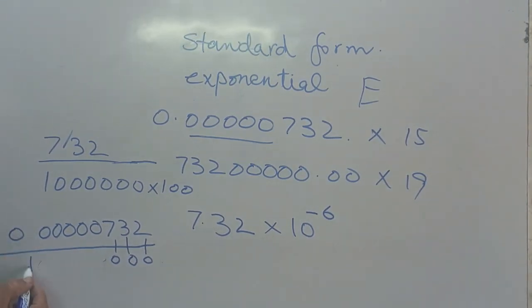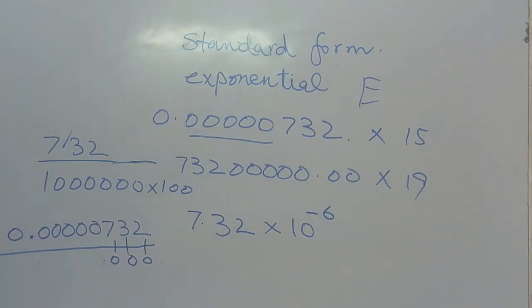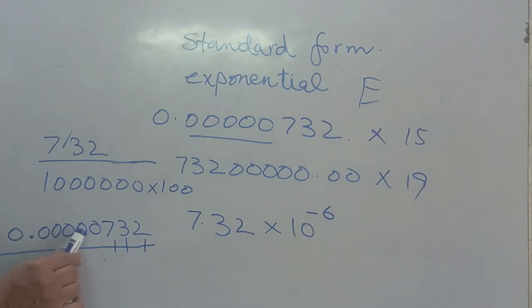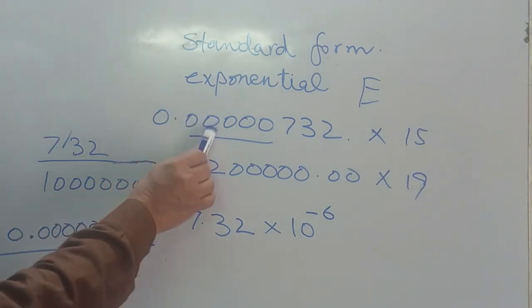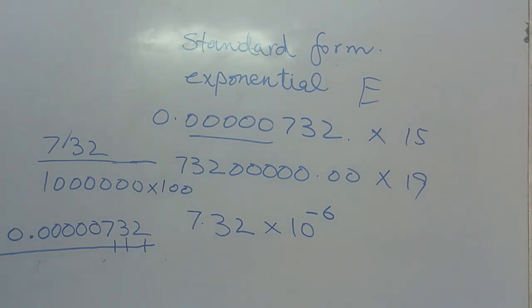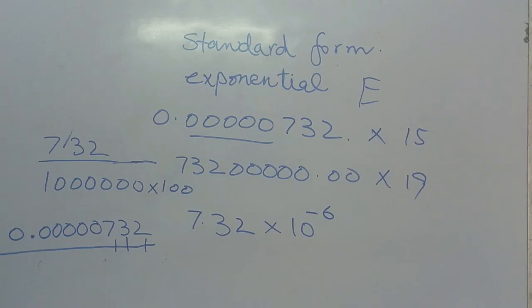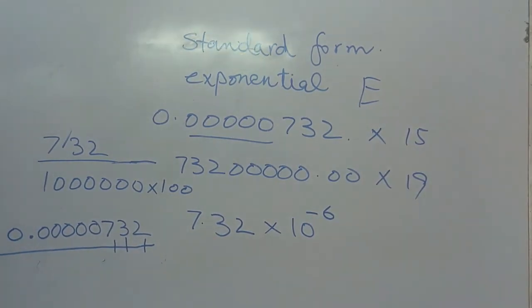So put point instead of 1. The whole thing has been removed from here. Now count with me. Point, 1, 2, 3, 4, 5 zeros, then 732. It has come to its original position. So it means that this is correct.